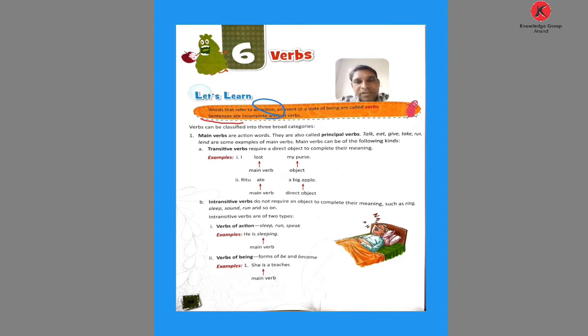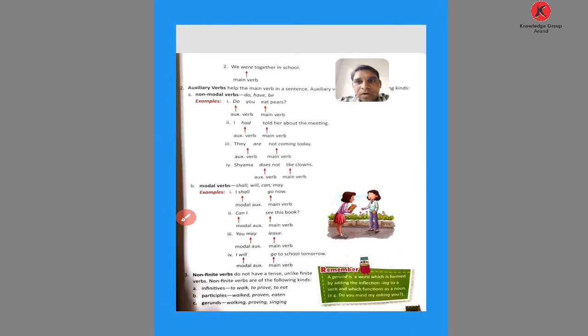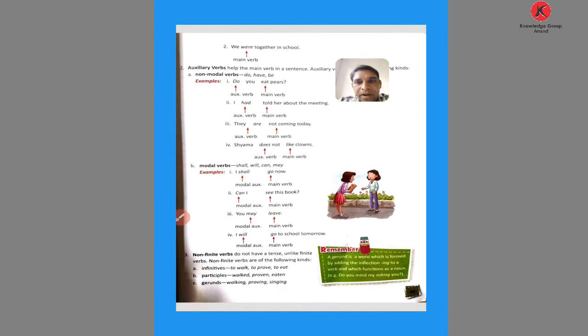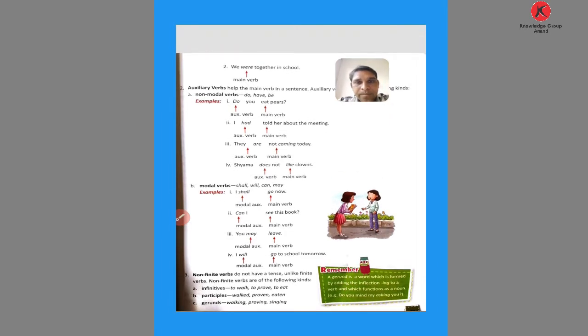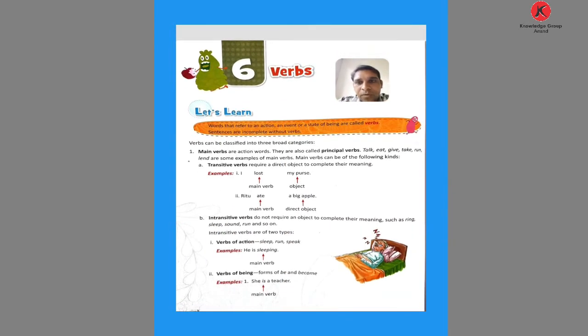Or action. So, verbs can be classified into broad categories. The first one is main verb. The second one is auxiliary verb. The third, non-finite verb. And the fourth is linking verb. So, the first, main verb.